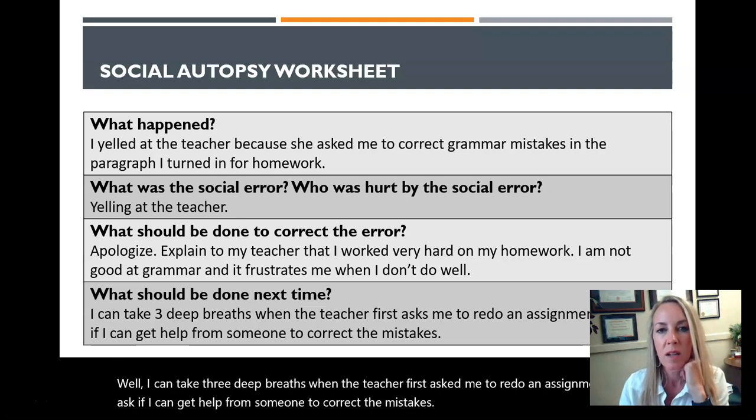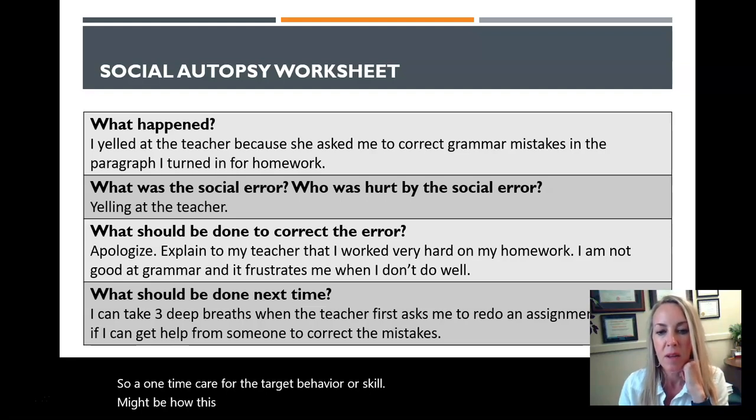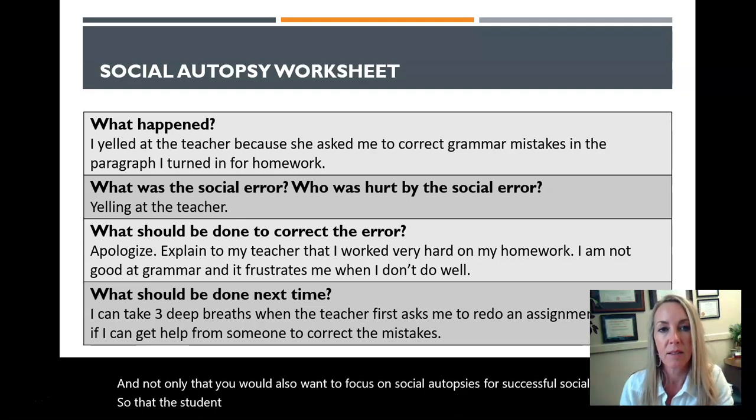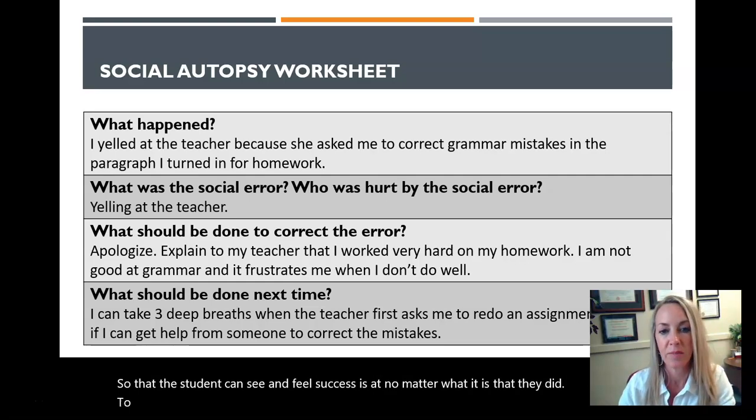So a one-time cure for the target behavior or skill might be how this looks. Several autopsies on the same behavior may be needed to ensure mastery. And not only that, you would also want to focus on social autopsies for successful social events so that the student can see and feel successes and know and identify what it is that they did to be more successful.